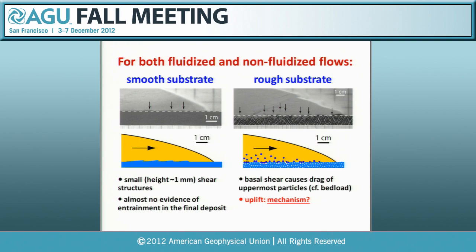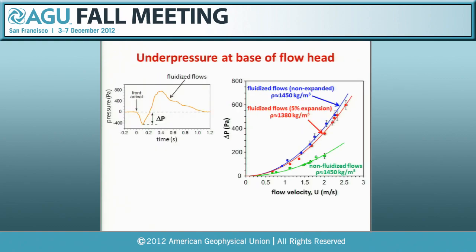So in both cases, in summary, for propagation on a smooth substrate, we observe small shear structures that elongate with time, and we have almost no evidence of entrainment in the final deposit. But in contrast, in the case of a rough substrate, basal shear causes drag of the uppermost particles, and we have clear evidence of uplift of some of the particles. And I'm now going to discuss a possible mechanism to explain this uplift.